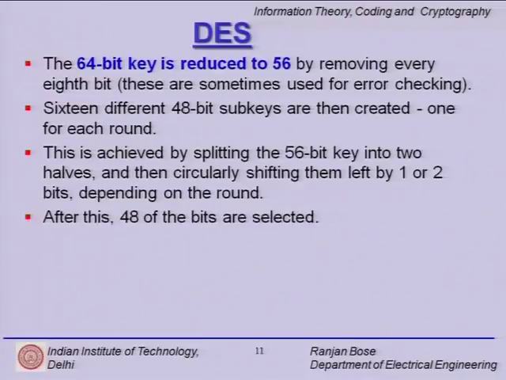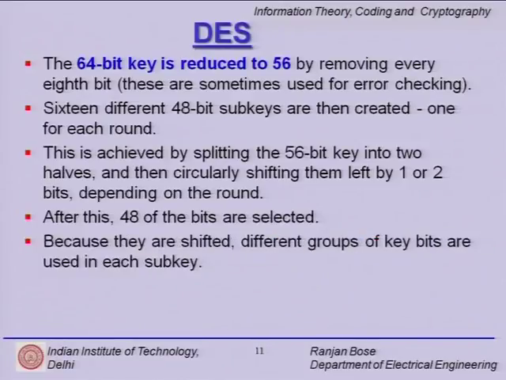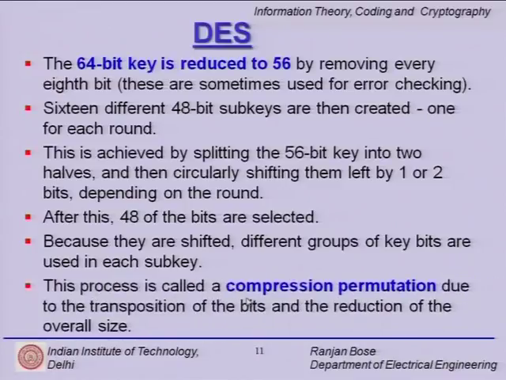Basically what it tells us is that we subdivide the block, then we take the keys, do the permutations, and finally we carry out the encoding. Different groups of key bits are used as different sub keys. The process that we just discussed is called compression permutation, due to the transposition of the bits and the reduction of the overall size. We call it a compression permutation.